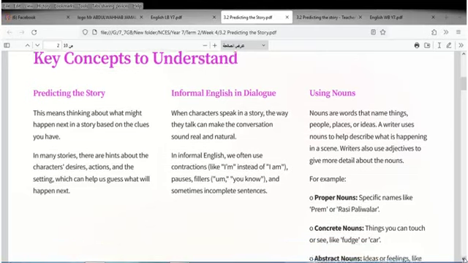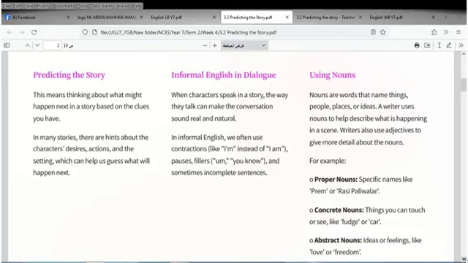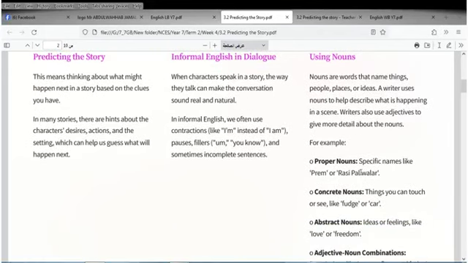Now, of course, nouns are very important, and we use nouns to name things, to name people, to name places, to name ideas. Writers use nouns to help describe what is happening in a scene. Writers also use adjectives to give more detail about the nouns. I have four types of nouns: the proper, the concrete, the abstract, and we have something called adjective-noun combination.